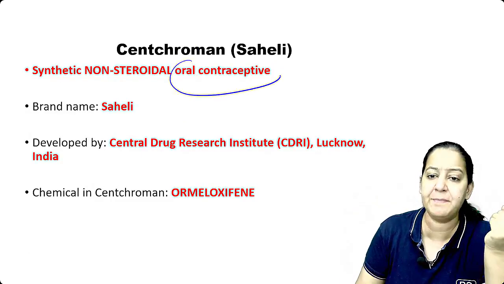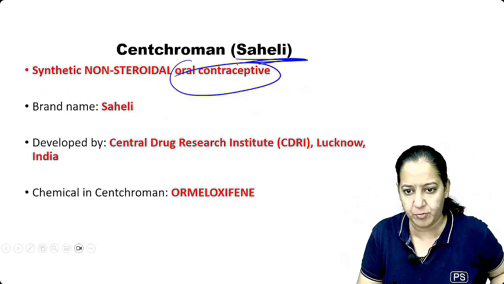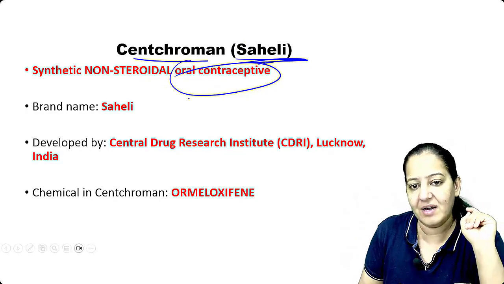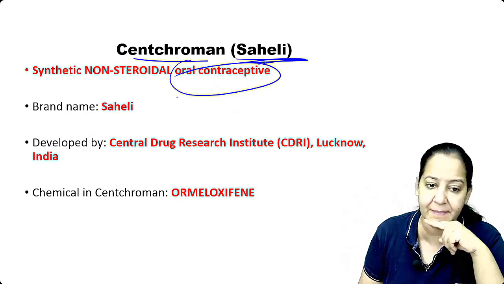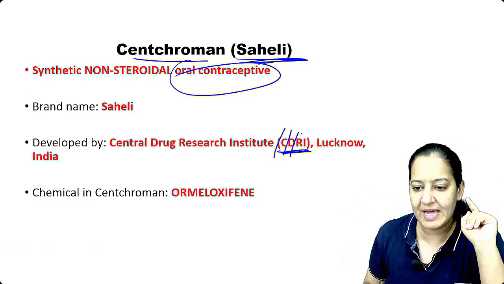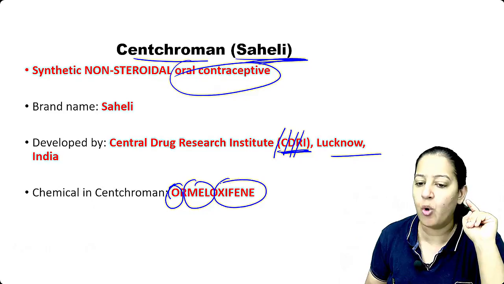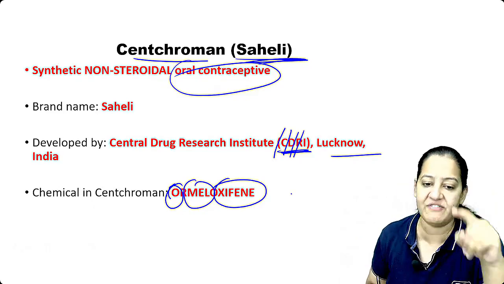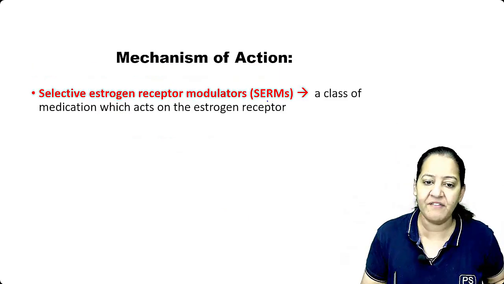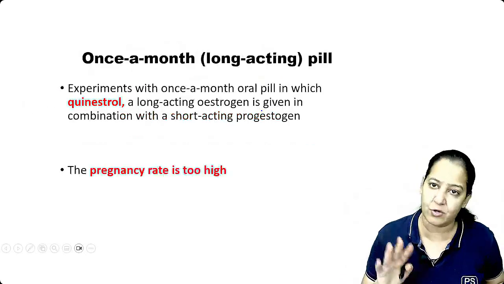There is a special type of oral contraceptive. The brand name is known as Saheli. I forgot to put the image. It is known as Centchroman. The brand name is Saheli. What does it contain? It is discovered by CDRI Lucknow, that is Central Drug Research Institute Lucknow. It contains ormeloxifene. Split it and say it. It's the chemical name of Centchroman. It is known as Saheli. The mechanism of action, it acts as a SERM, selective estrogen receptor modulator. Just learn that. It is also used as a contraceptive.